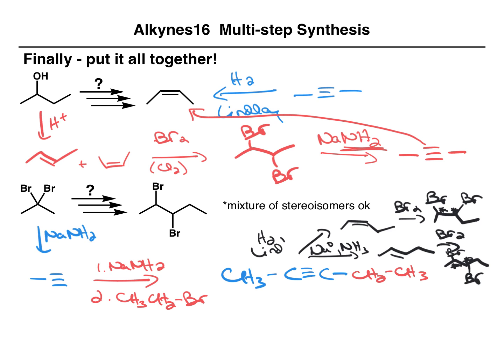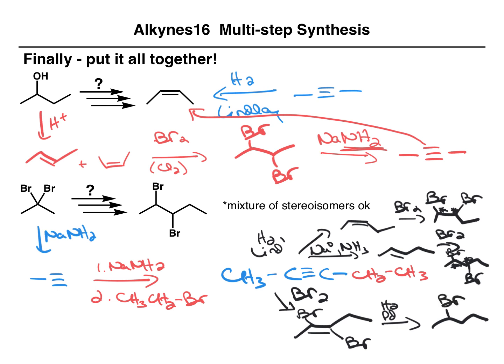Alternatively, we could treat our alkyne with one equivalent of bromine to get primarily the trans alkene with the dibromide, and then we can treat this with hydrogen and palladium to reduce the double bond, giving us the dibromide. So a few different approaches are possible.